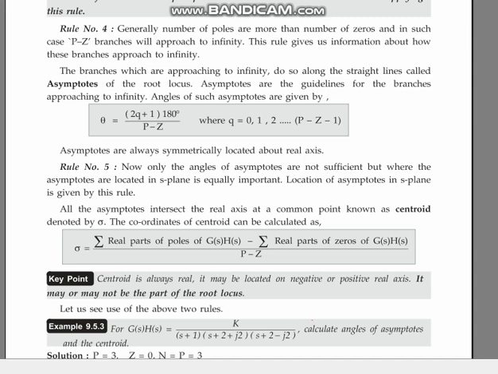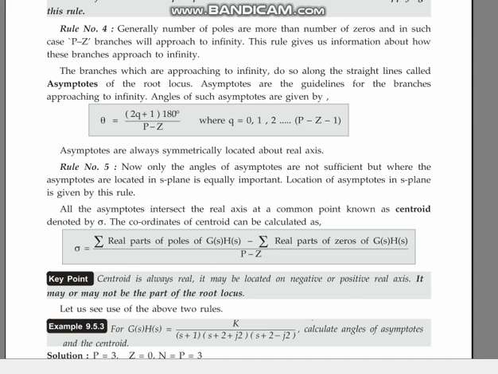So here in rule number 4, we are going to identify how they will approach infinity. Who will guide those roots to approach infinity? In what path will they reach infinity? This rule gives us information about how these branches approach infinity. The branches approaching infinity do so along straight lines called asymptotes of the root locus. Asymptotes are the guidelines for the branches approaching infinity.